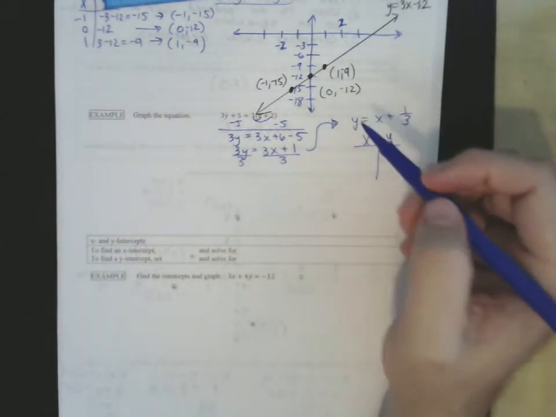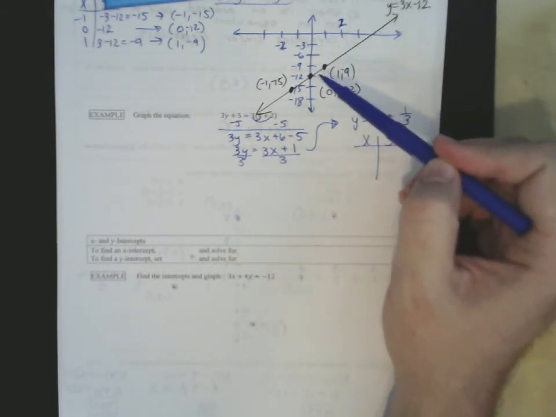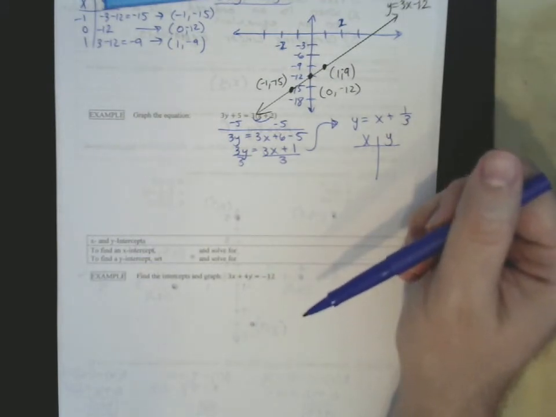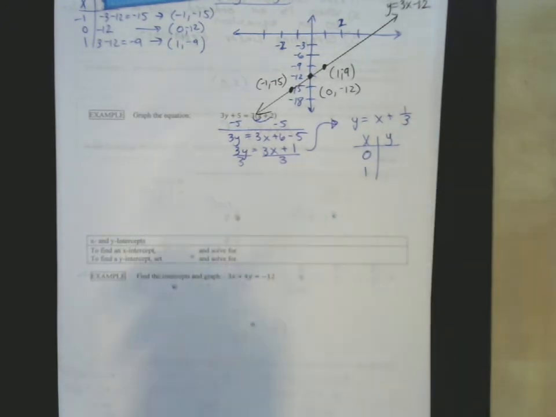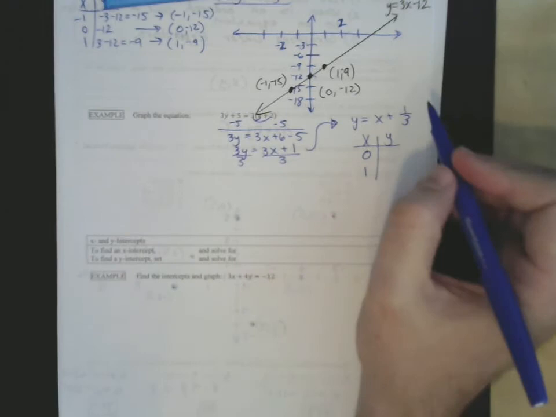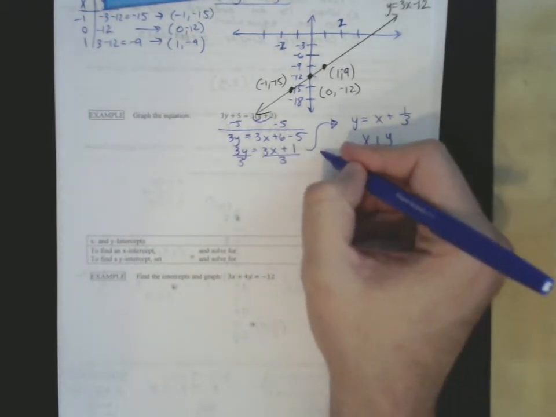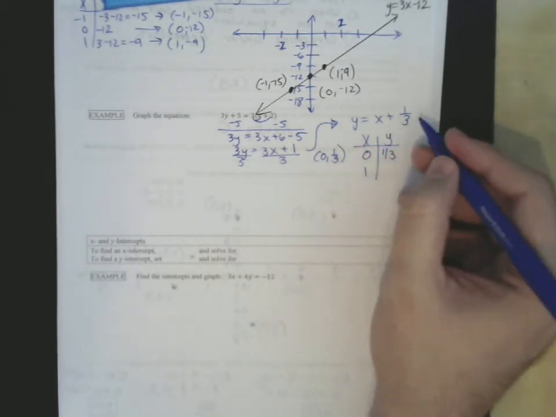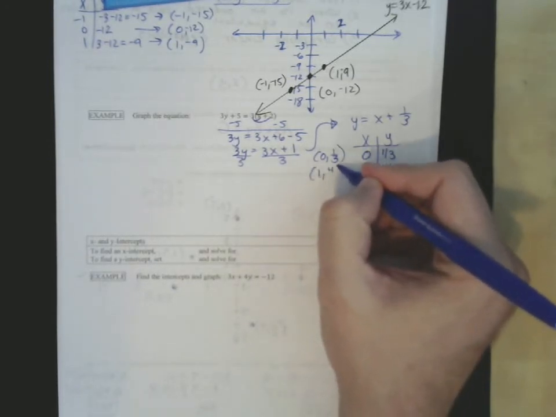Now, you may have noticed, and you may already know this, that once we had these 2 points up here on this last example, we didn't really need this third. So you need a minimum of 2 points to form a line. So I can pick just 0 and 1 to figure out what this line is. 0 is going to give me a 1/3 for y, which gives me the point 0, 1/3. And 1 is going to give me 1 plus 1/3, which is 4/3. So we have 1, 4/3.